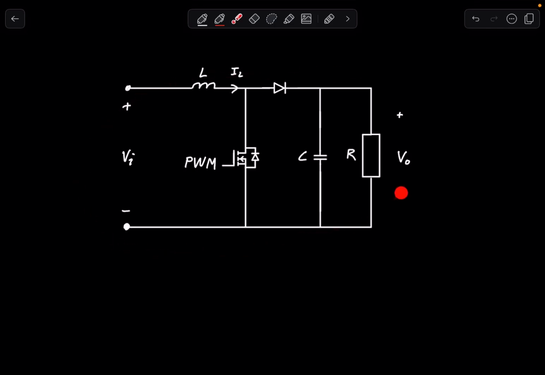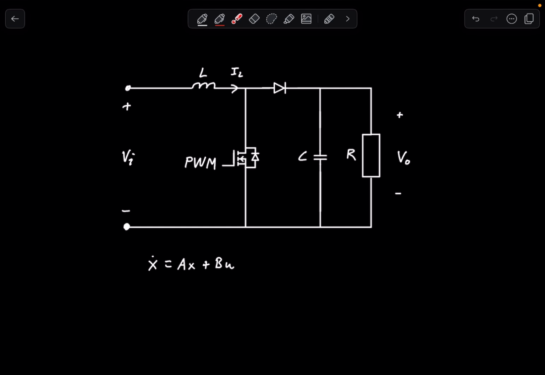This is a boost converter, and I will show you how to find the state space model, both with and without a changing duty cycle. So let's first look at it when the duty cycle is constant. The state space model is written as x dot is equal to Ax plus Bu.